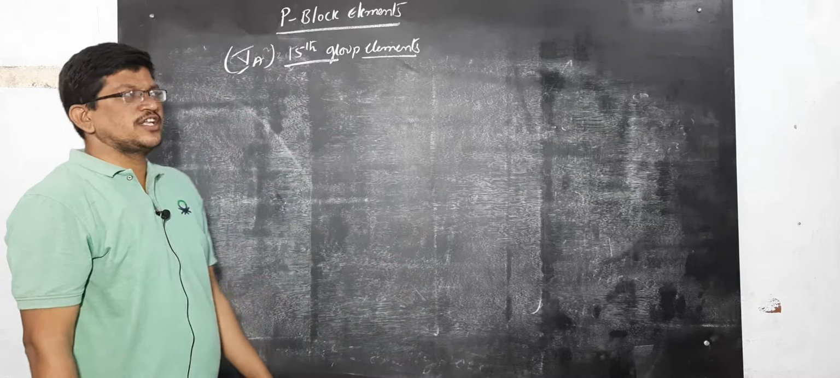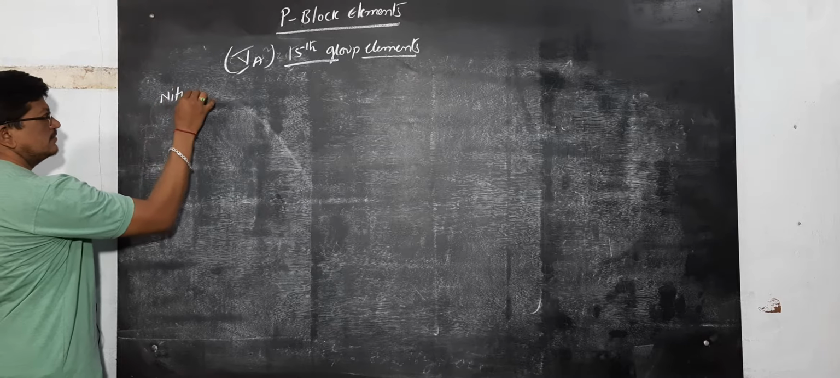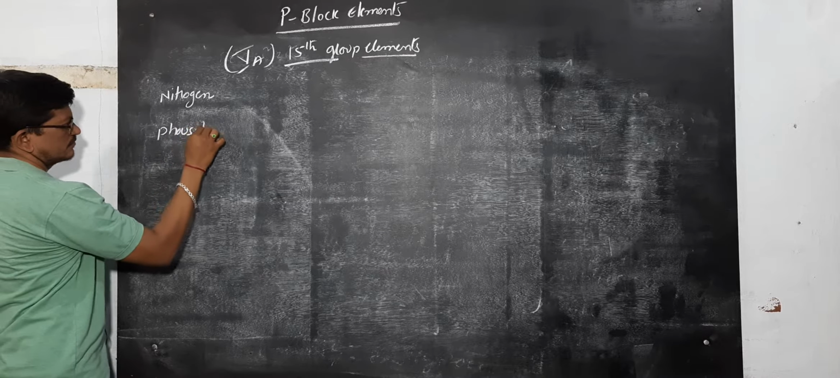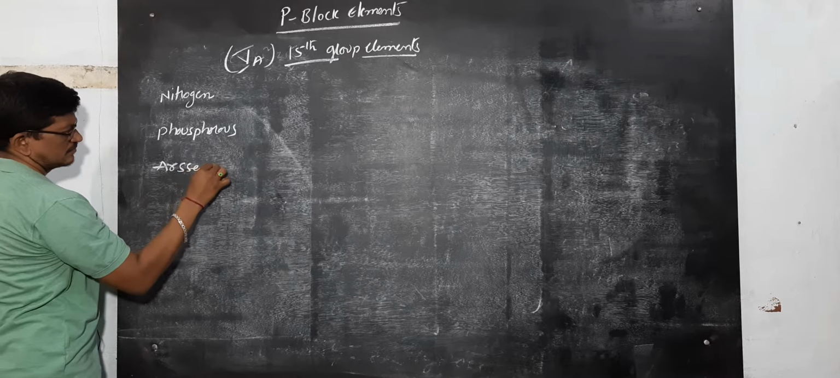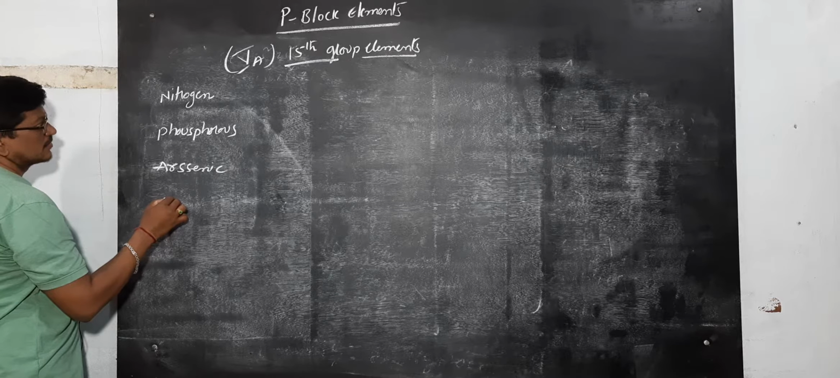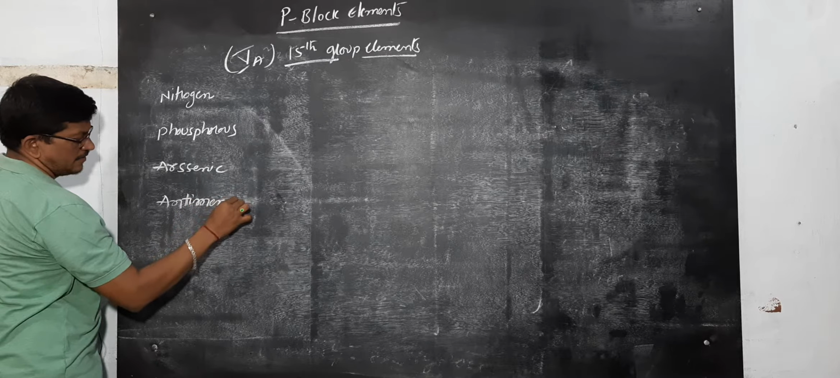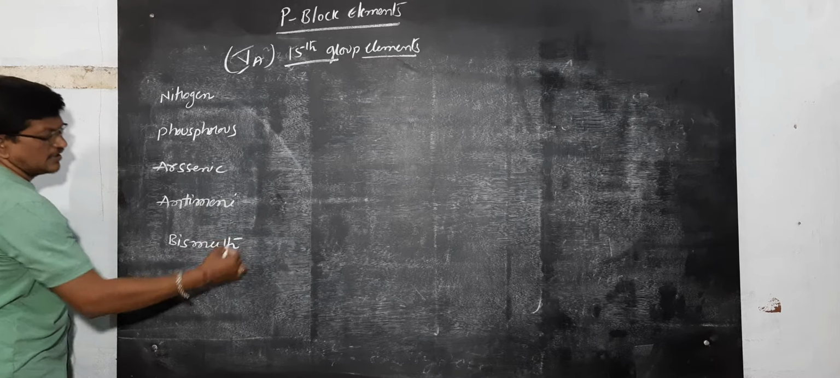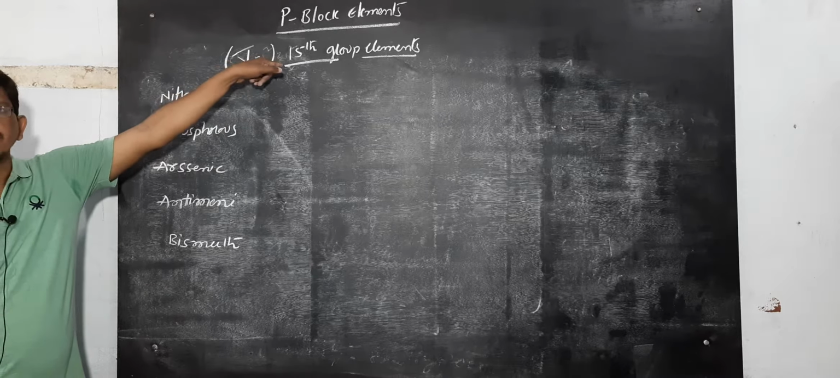So what are the 15th group elements? The 15th group elements are nitrogen, phosphorus, arsenic, antimony, and bismuth. These 5 elements belong to the 15th group elements.